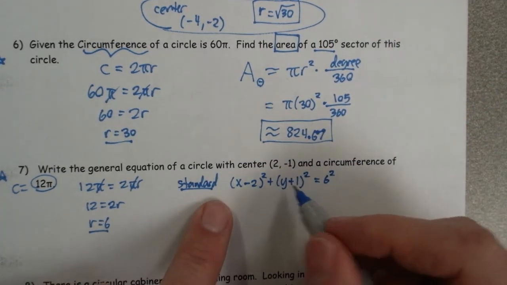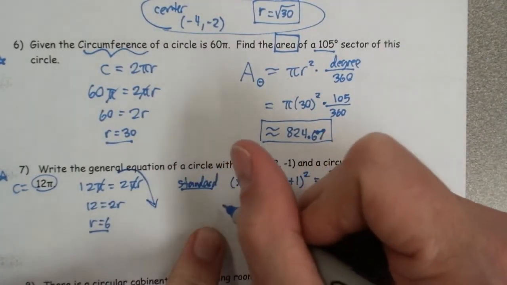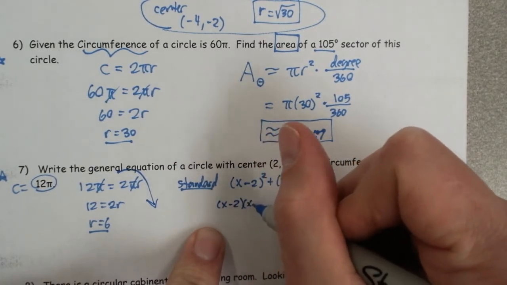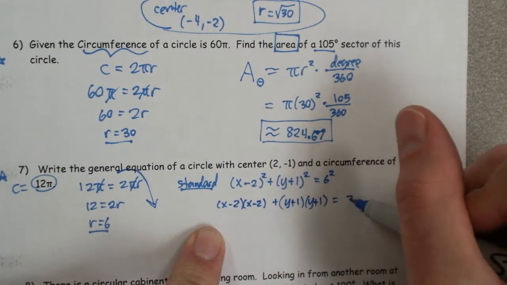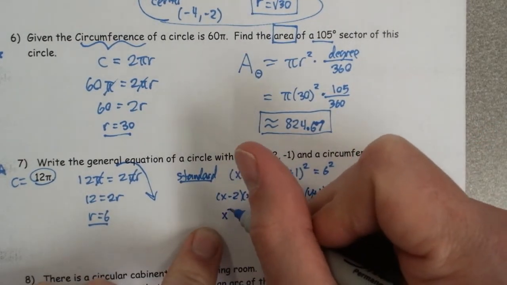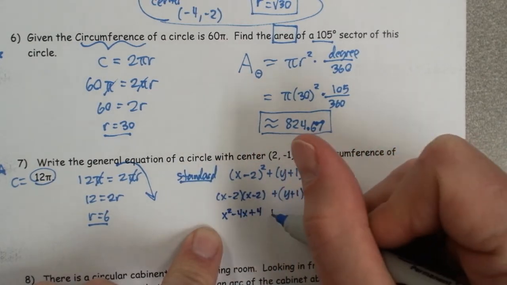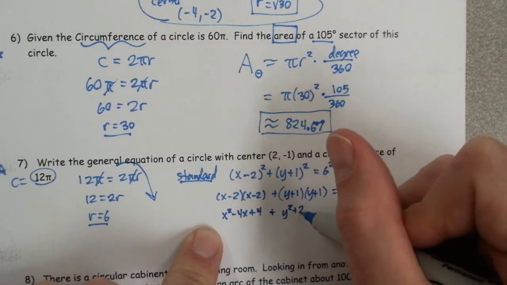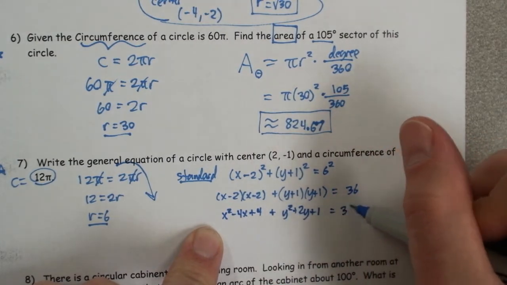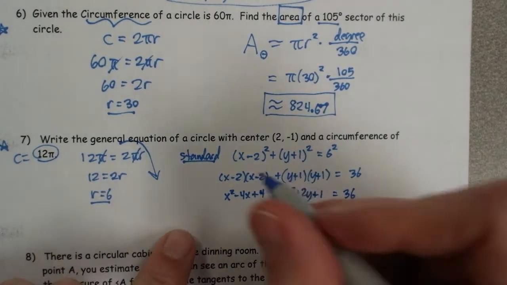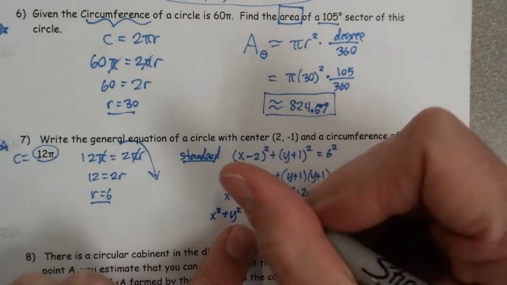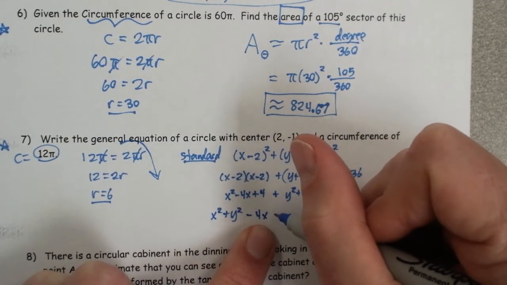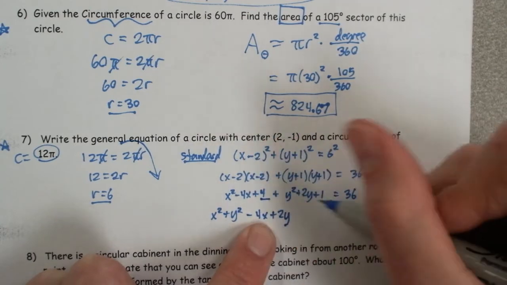Now we got to multiply that out to get it in the general. So general is going to be x minus 2 squared, y plus 1 squared equals 36. So that's going to be x squared minus 4x plus 4 plus y squared plus 2y plus 1 equals 36. And we want to rearrange, so I'm going to do x squared plus y squared. Put the squares first, and then we'll do the x terms and the y terms alone. Combine these numbers, so that's going to be plus 5.